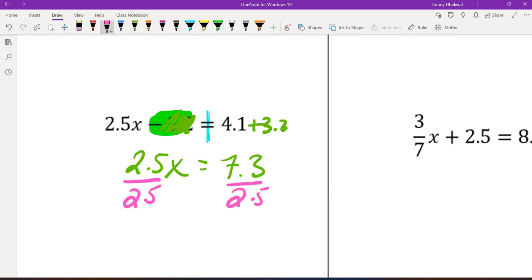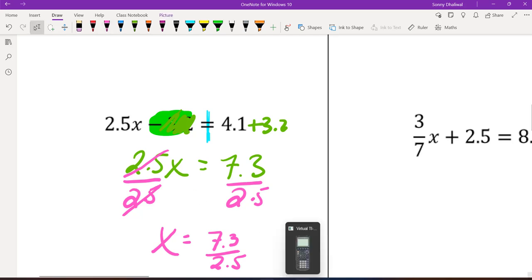Okay, and the 2.5 is gone. Now, you don't want to leave your answer as a decimal. If you have decimals, this is where things change a little bit. You just do that calculation. So you grab your calculator and you go, what is 7.3 divided by 2.5?